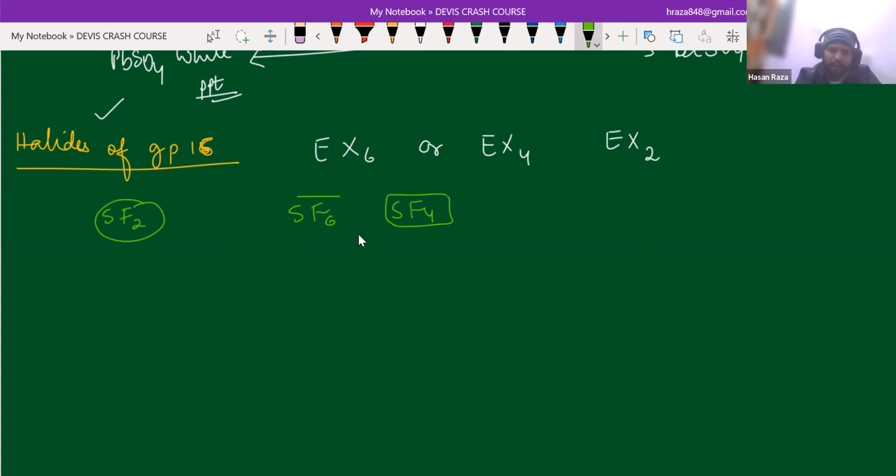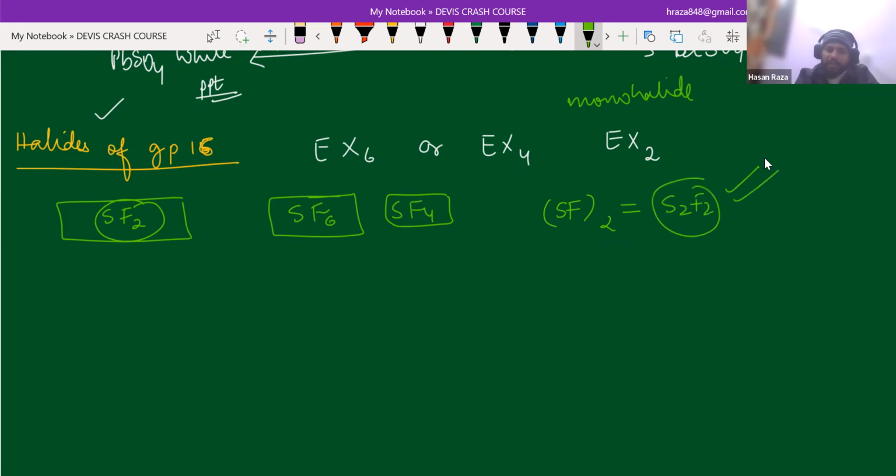We are talking about halides. Monohalide is also possible, but in order to stabilize itself, SF dimerizes to form S2F2. Is that clear?